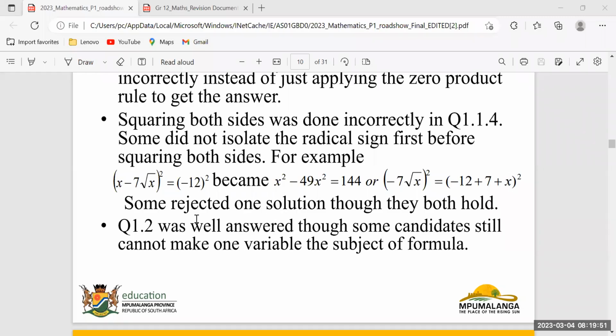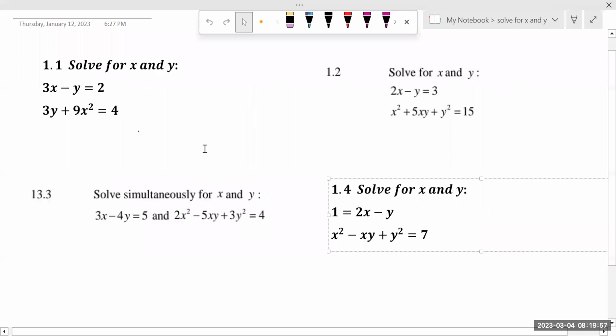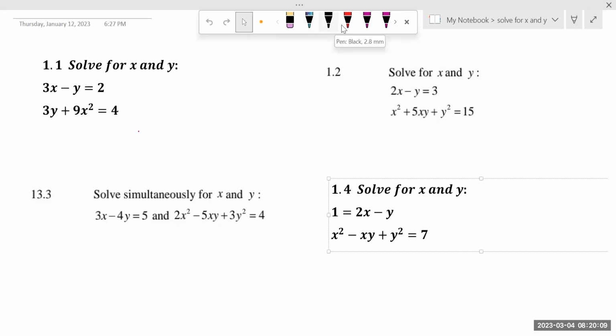They were talking about us not being able to make one variable the subject. So if we look at the following, if we're going to solve for x and y, I just took 4 questions. Now, what's so special about these 4 questions is that we have x, we have y. Now, between the 2 of them here, start with 1.1. Which equation seems to be the simplest between the 2 of them? The first one, again? Yes.